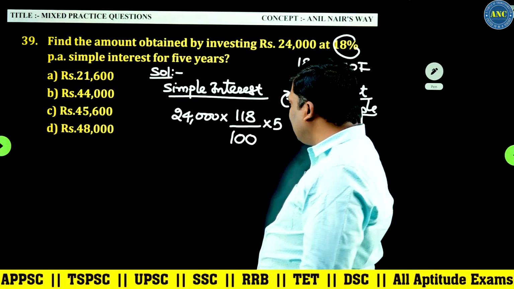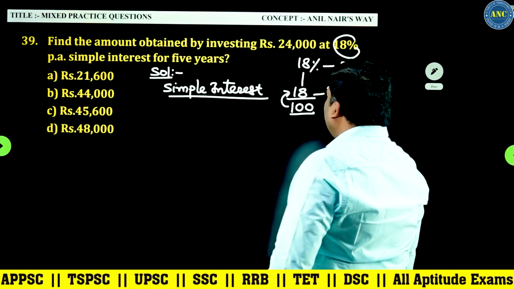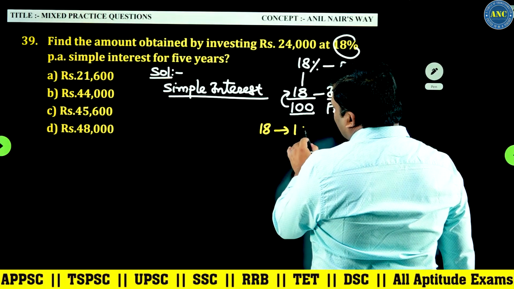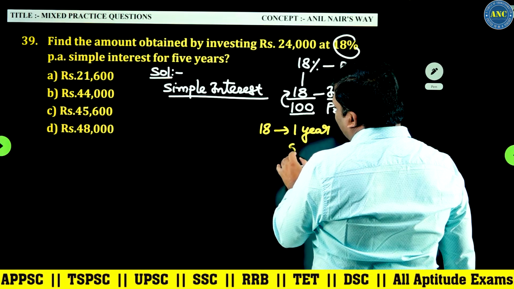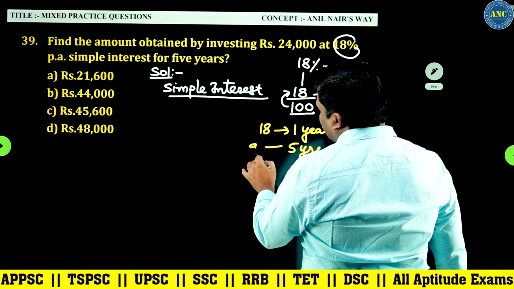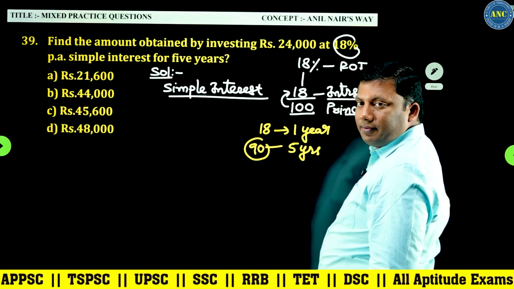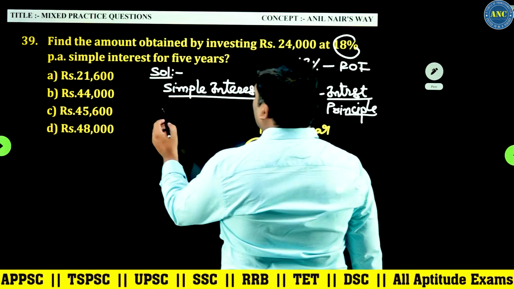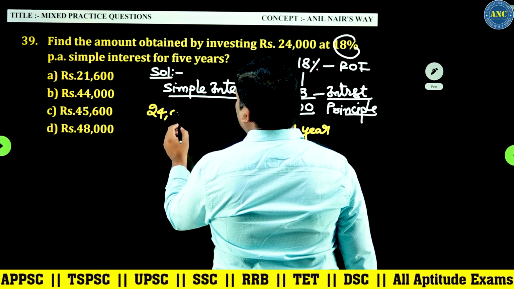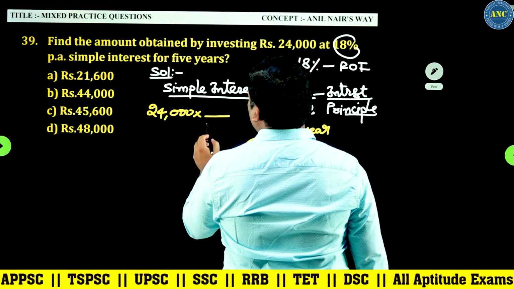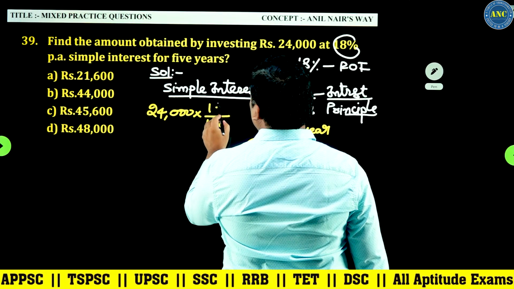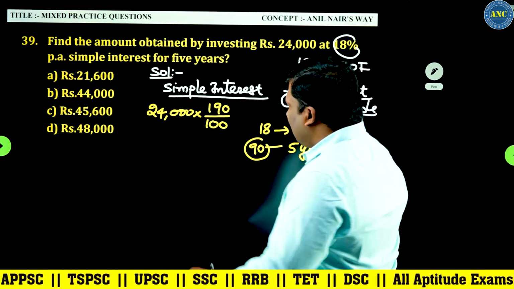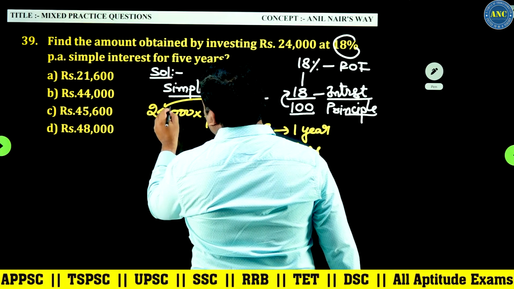18% is per 1 year. 18 it is for 1 year. I require for 5 years, so 5 years means 90. That means first year 18, second year 18, 5 years 90. So the initial sum which I took is 24,000. On 100, after 5 years, it is 190. 9 4s are 36.